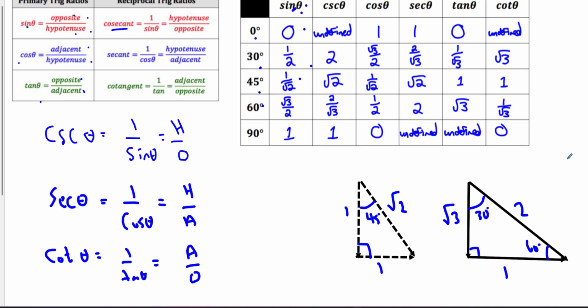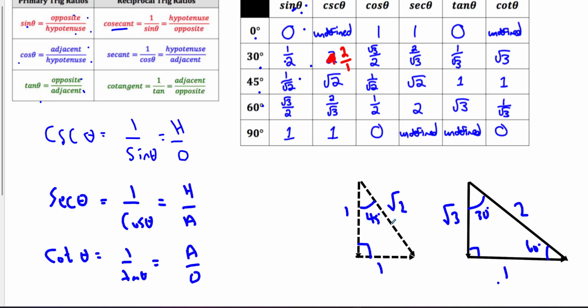So sine of 30 is, remember, opposite over hypotenuse, which is 1 over 2. That just means that cosecant is 2 over 1, which is 2. They just wrote 2, but I want to show you the actual ratio, the fraction, so it's easy for you to see. So 2 over 1.